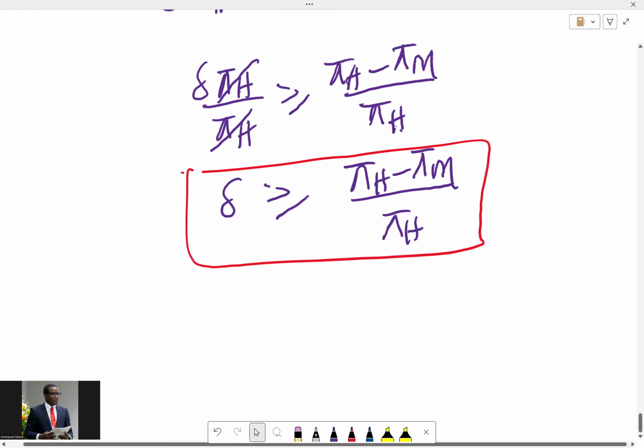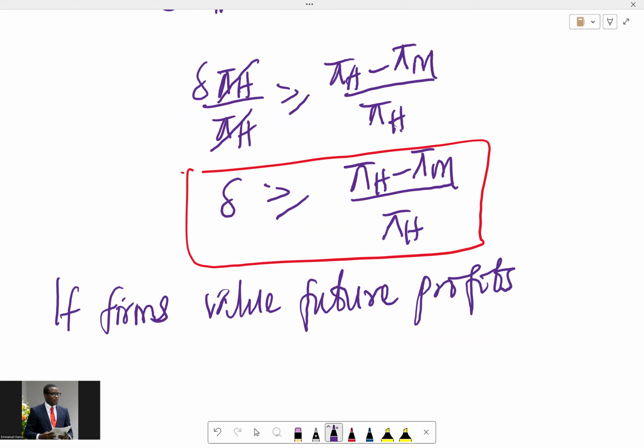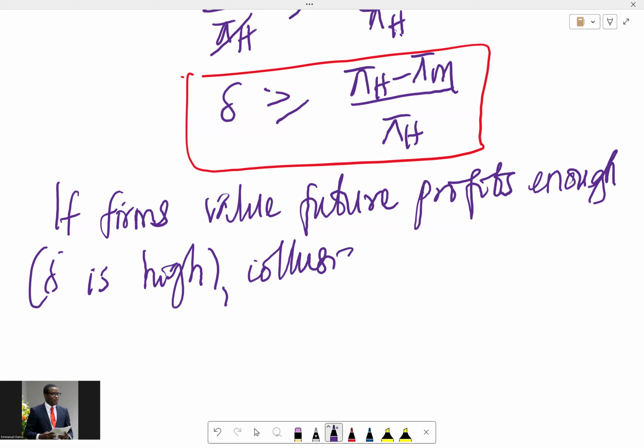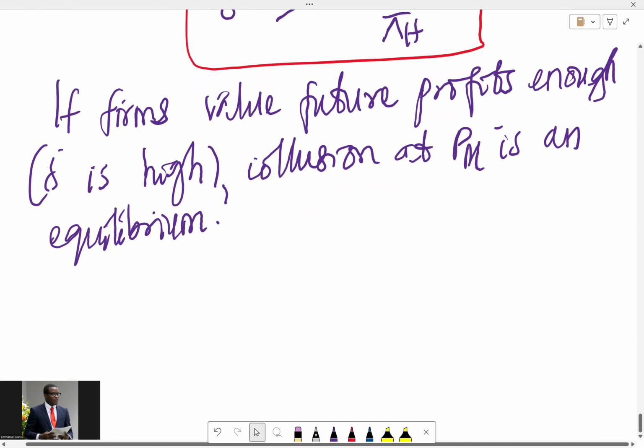So, in short, we are saying that if firms value future profits enough, then we can say that delta is high, and then collusion at PM will now be an equilibrium. Collusion at PM is an equilibrium. So it's basically just like the prisoner's dilemma, except that this is for price competition.